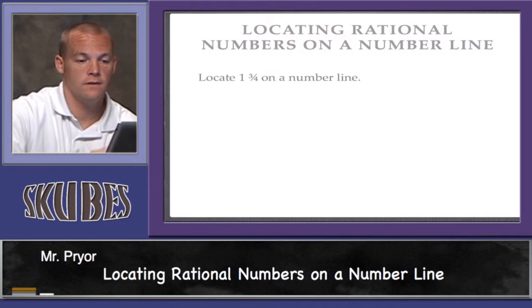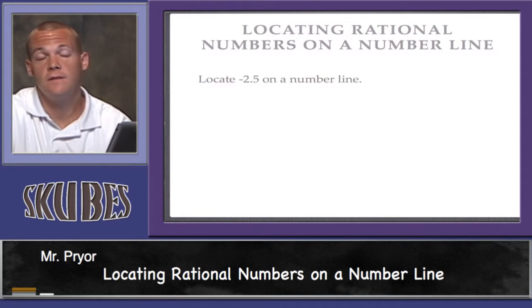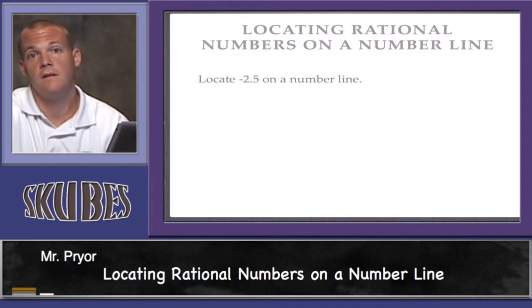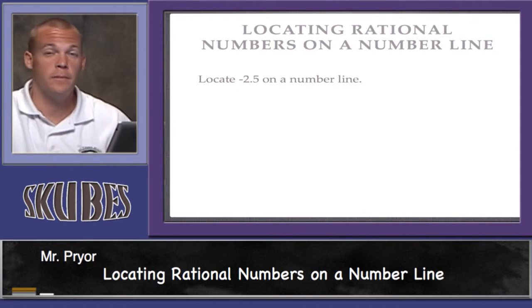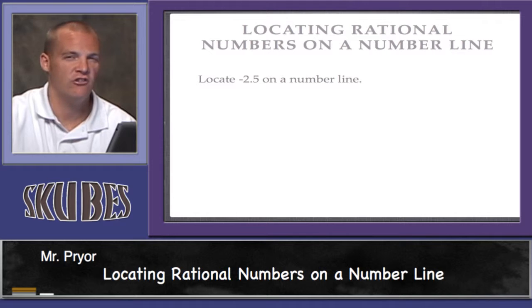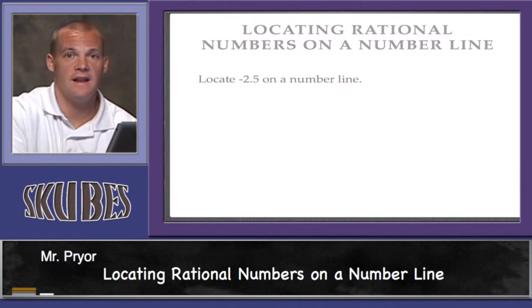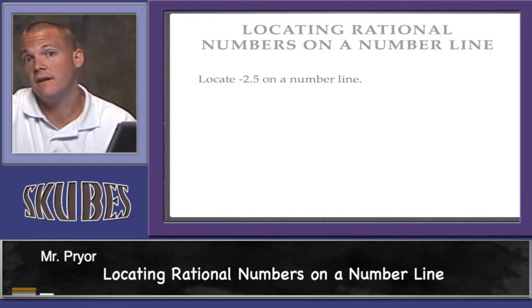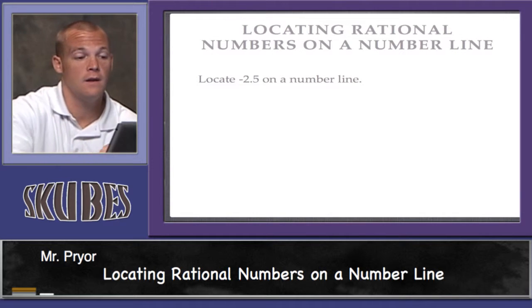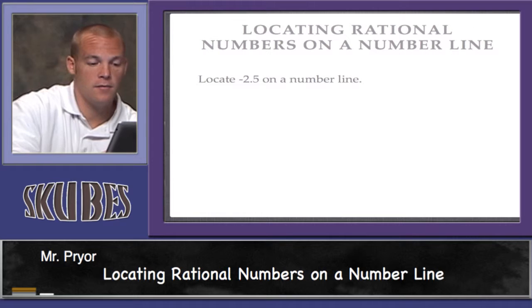All right, let's take a look at another example here. This time they want us to locate negative 2.5. And again, they're going to jump back and forth from decimals to fractions, so just be prepared for that. Going back to that last example, if you're not exactly sure what the fraction is, you may need to modify it to a decimal, which is perfectly fine. In this case, you probably already have a decent idea of where this may be, but let me show you.